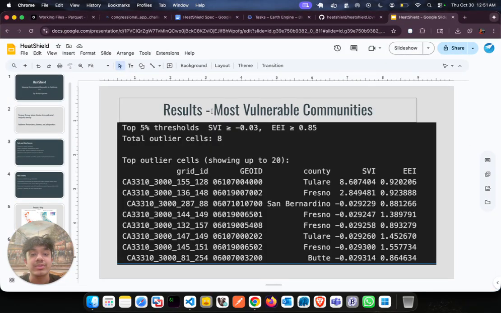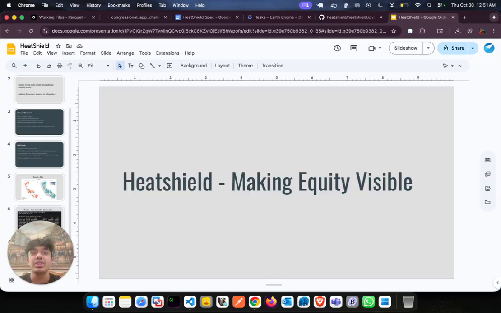Now, these were my results for the most vulnerable communities in my home state. You can see many of them are centered around the Central Valley. These are truly the areas where policymakers need to focus. Therefore, HeatShield turns complex environmental data into insights that policymakers can act on.